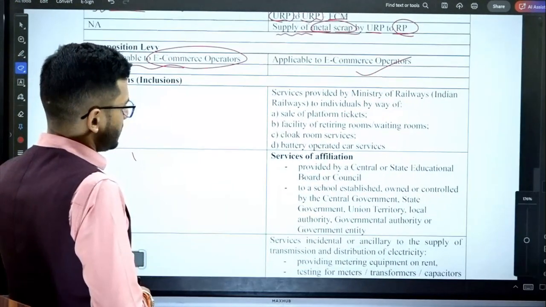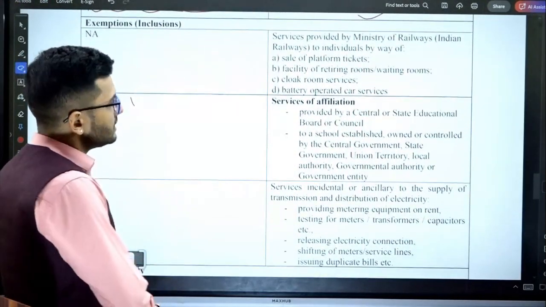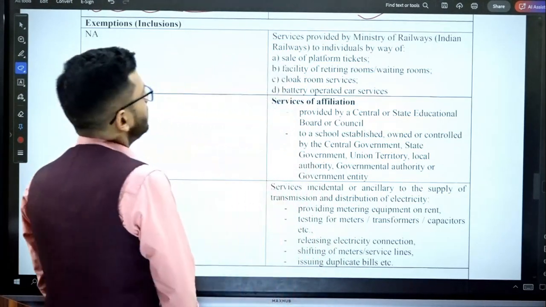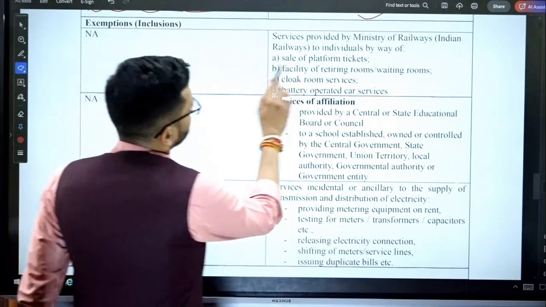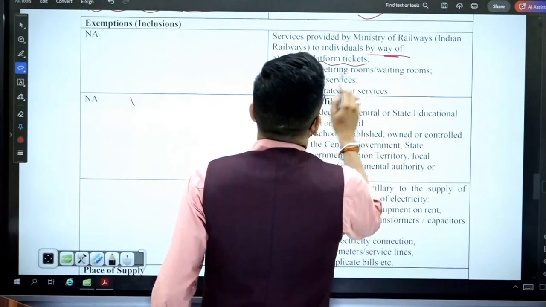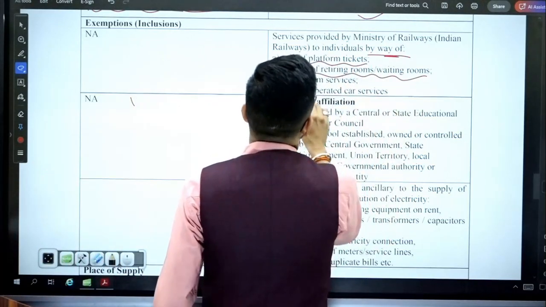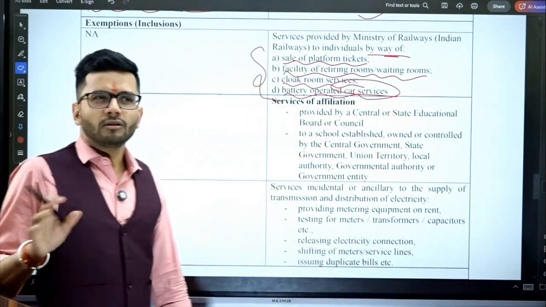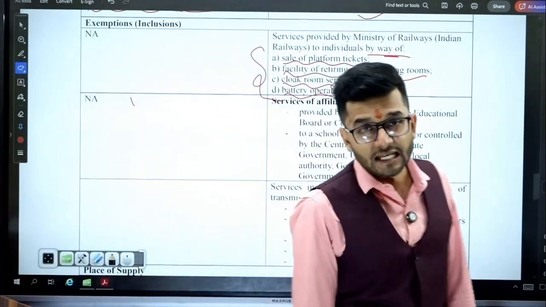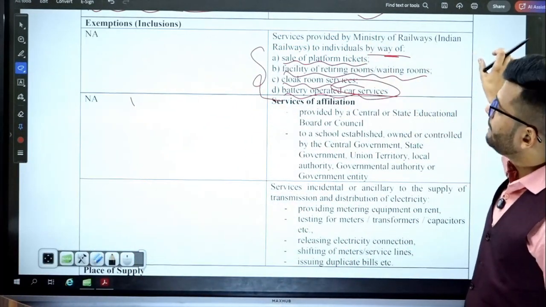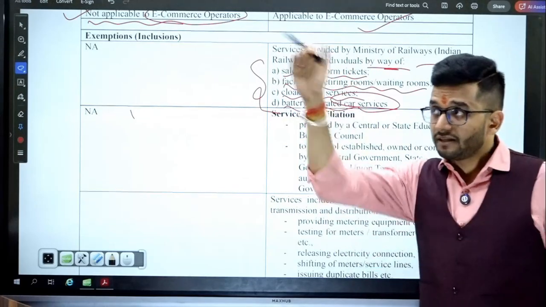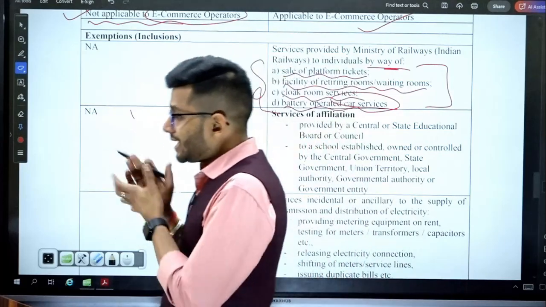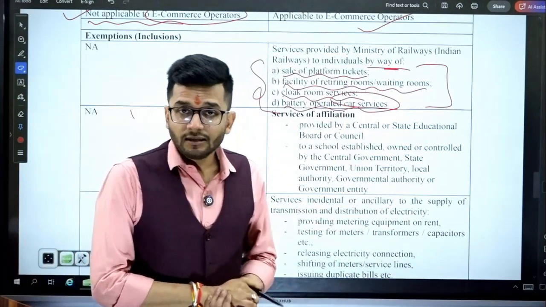Now, certain exemptions which have been included in the exemptions list which were earlier not there, important exemptions I'm discussing in this particular session. Services provided by Ministry of Railway, Indian Railway to individual by way of sale of platform tickets, facility of renting room, waiting room, clock room, services, battery operated car services. So guys, usually all the services of Ministry of Railways are exempt from GST, but these specific services were not specifically exempt. I mean, they were not stated in the schedule. So government has included these services also under the exemption category.